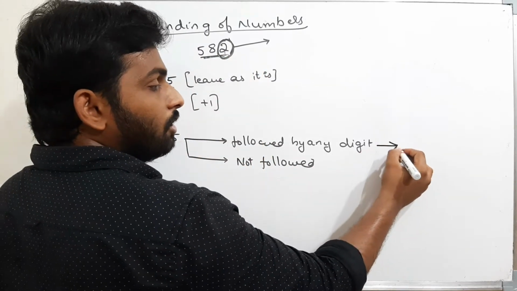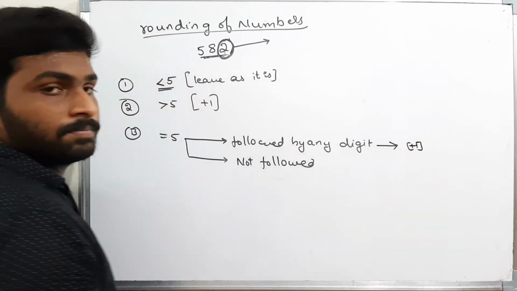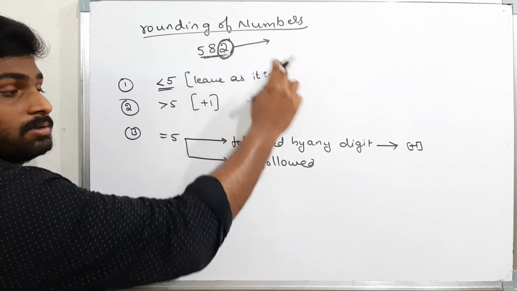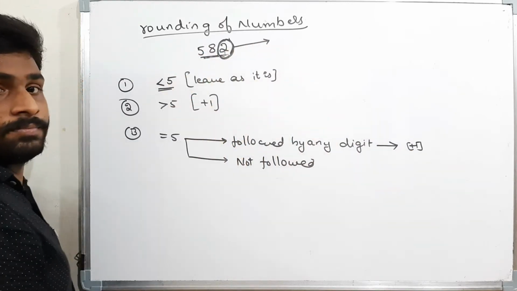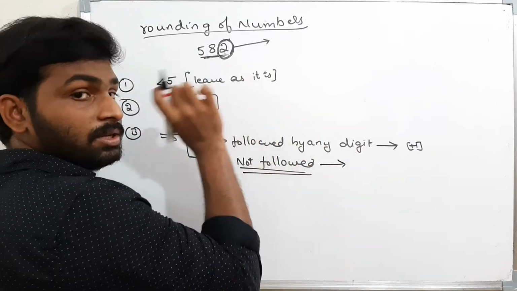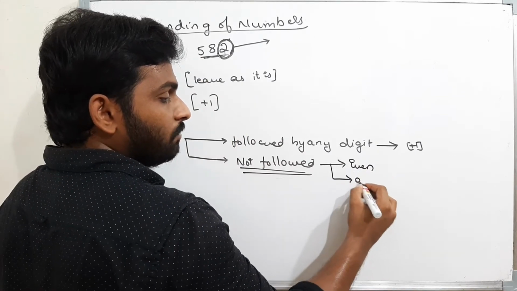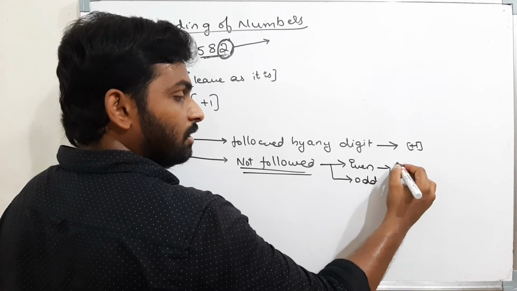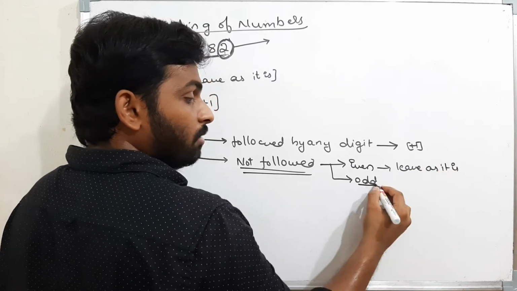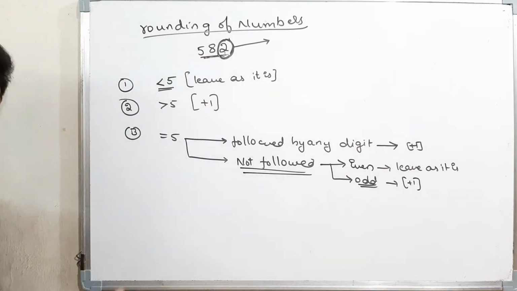Now if it is followed, then we should add plus 1 to the before number. If the 5 is followed by any numbers, then I have to add plus 1 to the before number. Now if it is not followed, again two rules. We have to see whether the before number is even or odd. If the before number is even, leave it as it is. If the before number is odd, then add plus 1 to the number. Now see what is the meaning of these things.